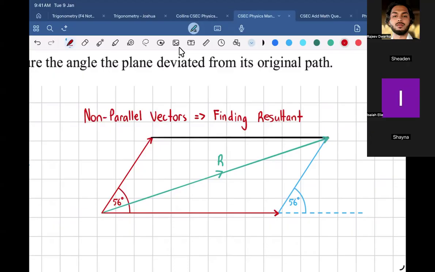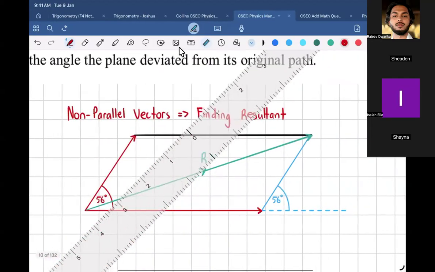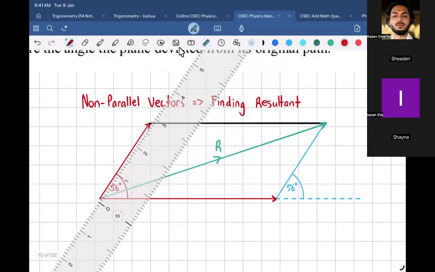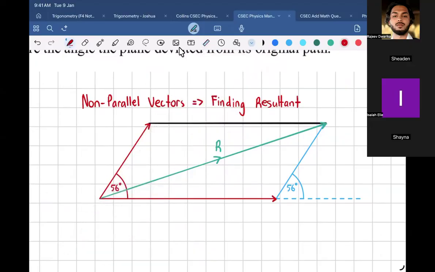Right, so here the main thing is I have the 56 degrees. So let me just give a list of dimensions to work with. I realized I did not do that, so let me just do that quickly. You could use a dimension here of 2.7, and we'll call that newtons because we're primarily dealing with forces over here. So 2.7 newtons, and this would be 5.35 newtons.